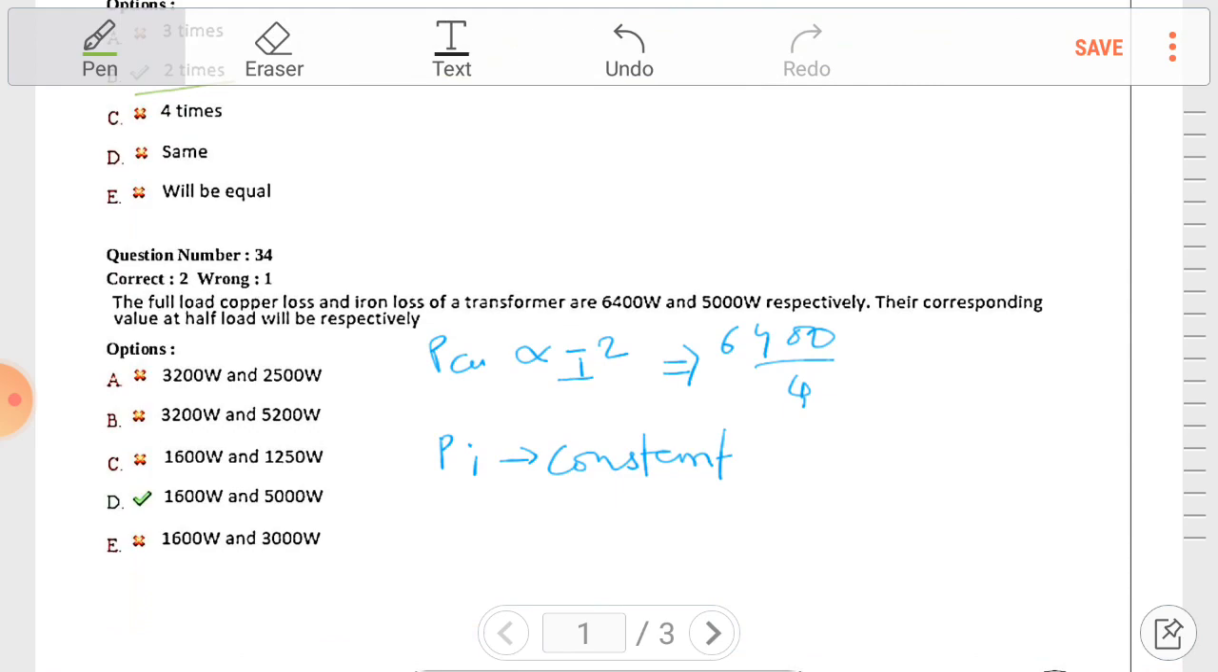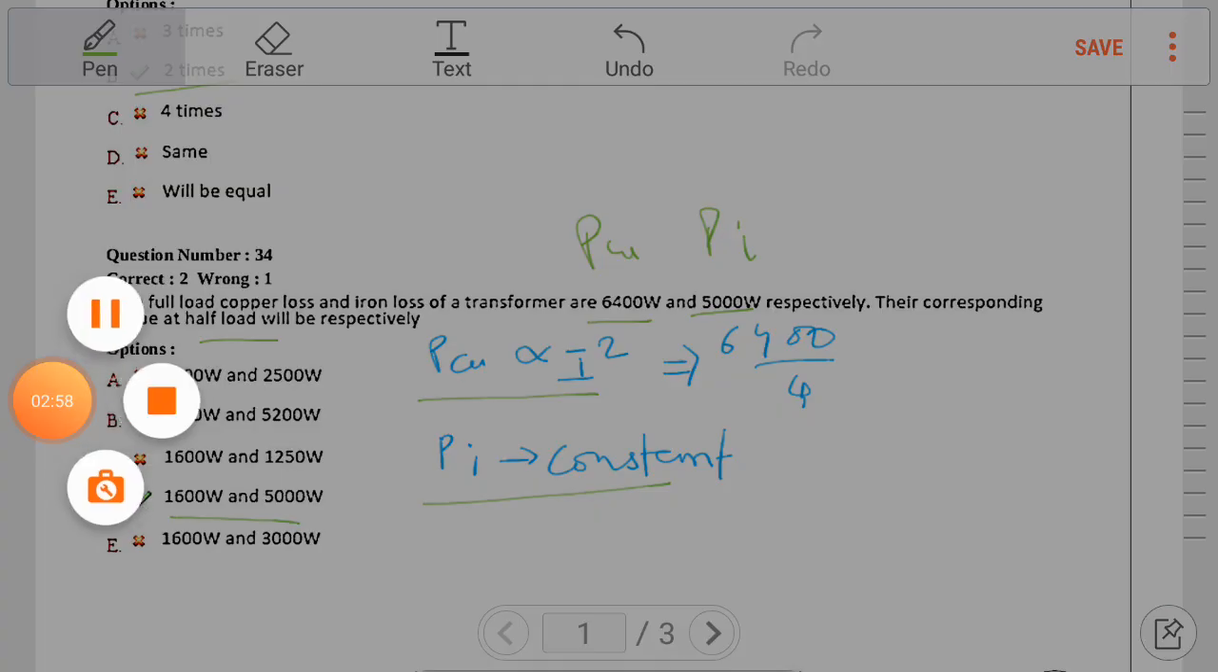In the fourth question, the full load copper loss and iron loss of a transformer are 6400 watt and 5000 watt. This is copper and this is iron loss. The corresponding values at half load will be? We know that iron loss is constant and copper loss is directly proportional to the square of the load. So if the load becomes half, then copper loss becomes divided by 4. So the answer is 1600 and 5000 watt.